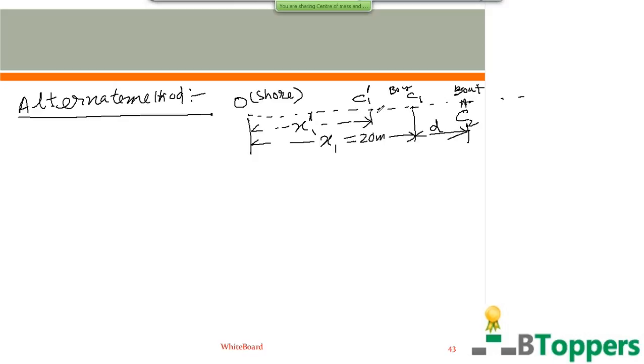When the boy begins to walk on the boat toward the shore, the boat relative to the shore will also begin to move, but in the opposite direction. When the boy stops on the boat, the boat will also stop moving. Let C2 dash denote the new position of the center of mass of the boat. That means the distance from C2 to C2 dash gives you the magnitude of the displacement of the boat, which I denote by S2. The distance between C1 and C1 dash gives you the magnitude of the displacement of the boy, denoted by S1.